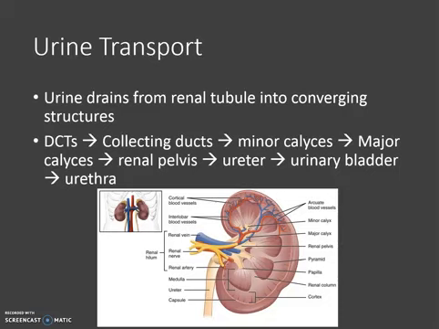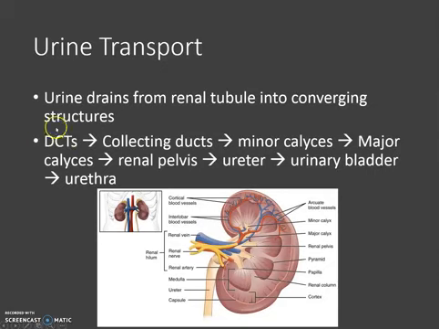Once filtrate moves through the renal tubule, remember it's being modified, because after filtration you also have reabsorption and then secretion. And so ultimately, by the time that filtrate gets to the end of the renal tubule, it's been altered in order to form urine. So that urine then has to be transported from the kidneys out of the body.